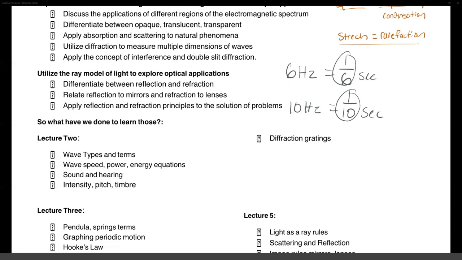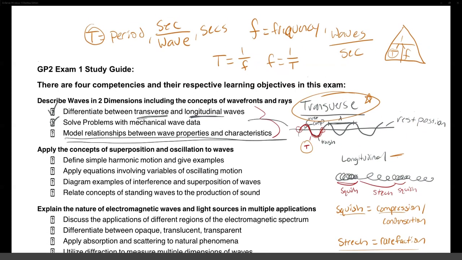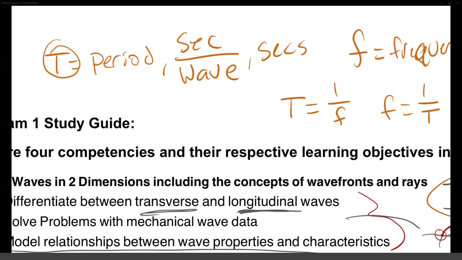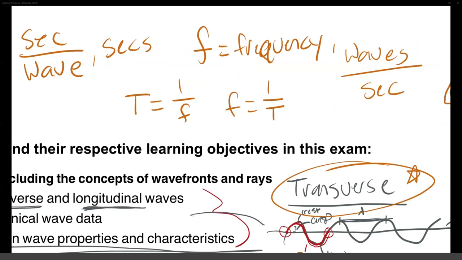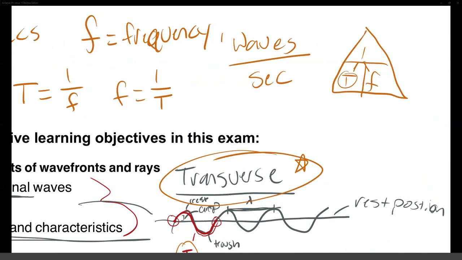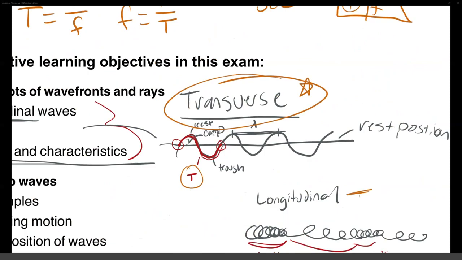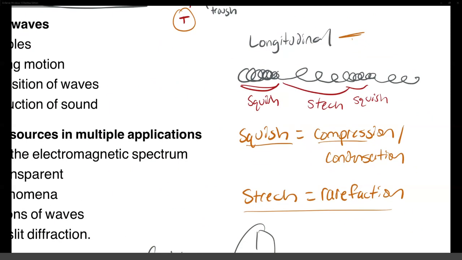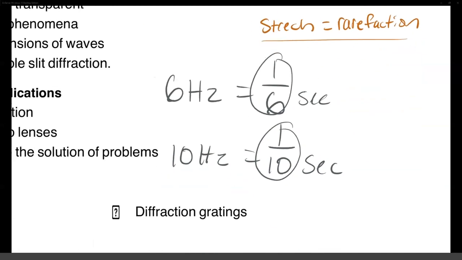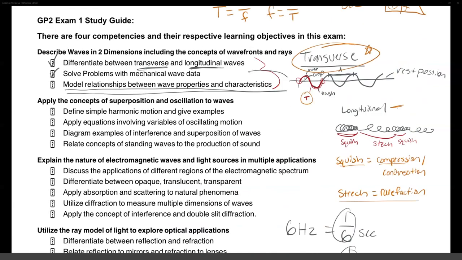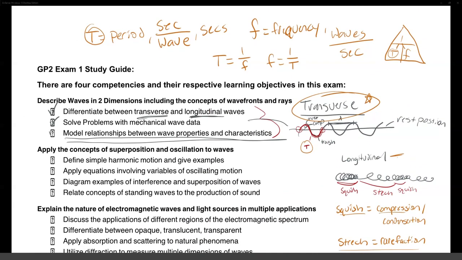And that makes sense, because the period is how long it takes for one wave to go by, so how many seconds per wave. And frequency is how many waves happen in 1 second. So if there are more waves happening in 1 second, the period of time for a wave to go by would have to go down. So those are just a couple of the relationships.